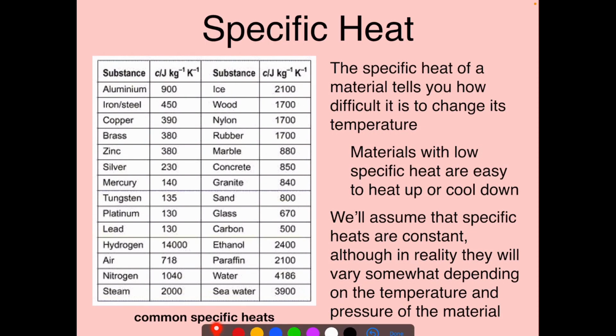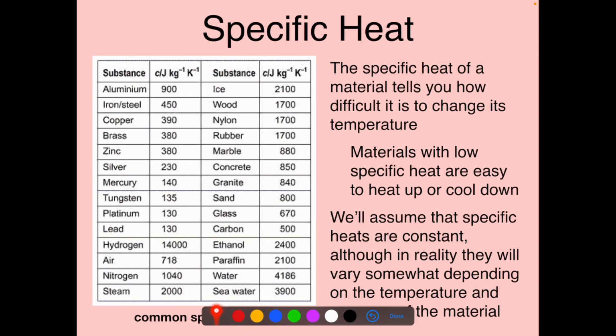So again, the specific heat of a material tells you how difficult it is to change its temperature. So if a material has a very large specific heat, that means it takes a lot of energy in order to get its temperature to increase by a certain amount. On the other hand, if a material has a low specific heat, then it's very easy to heat it up. It takes a very small amount of energy to get its temperature to change by a certain amount.